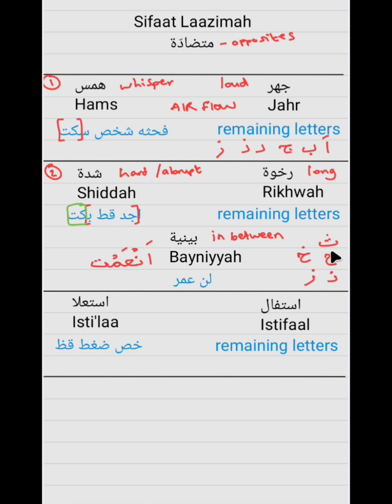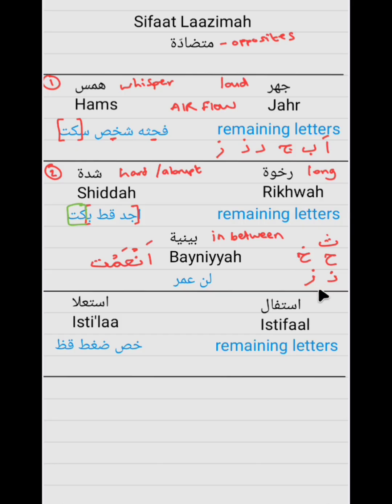Look at an example like ha and ha. Ha and ha are both letters of rikhwa as well as letters of hams, right? You can see here's the ha, here's the ha. So when you're pronouncing these letters, same as tha, you need to lengthen them and make sure that there is airflow. Ah, ah. Now look at dhal and za. Dhal and za, we don't see them here in the mnemonic فَحَثَّهُ شَخْصٌ سَكَتَ as part of hams. So we know they're not part of hams, they're part of jahr, which means there's no airflow that comes out when we're pronouncing these letters.